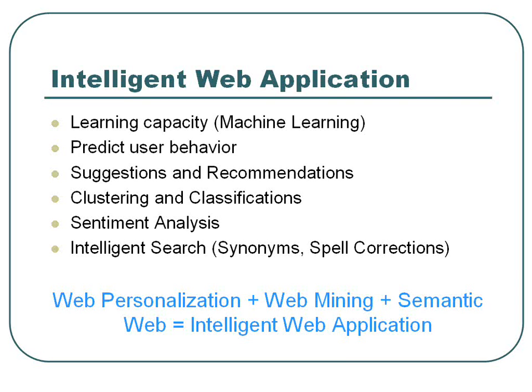So any application that has some sort of learning capacity, which can learn from the previous inputs of the user, is an intelligent web application. Similarly, any application which can predict users' behavior on the basis of past inputs or past behavior, and accordingly help the user in taking decisions, is an intelligent web application.